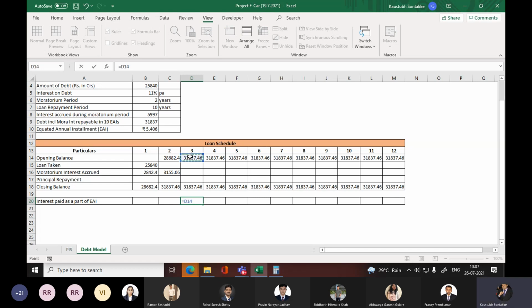So you may write is equal to, take the opening balance of year 3 into 11%. Now I have to drag it, but this 11% should remain the same for all the further drag calculation, because 11% is the interest rate throughout the period. So let's press function F4, which makes the cell frozen. Okay, cell is frozen, and enter. And you may drag it.